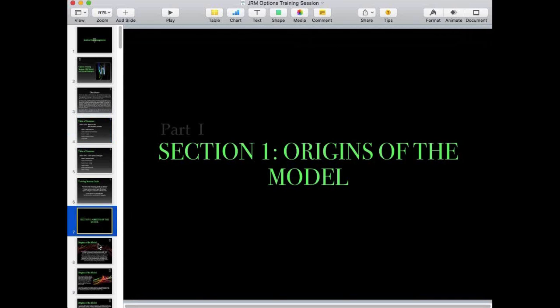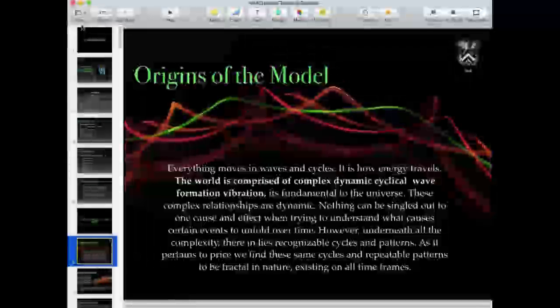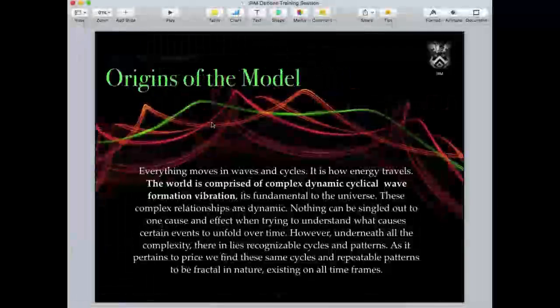I'm going to go through some of these slides, the things I think are most important. Let me talk a little about the origins of our model. And again, we're going to talk about this concept of time.